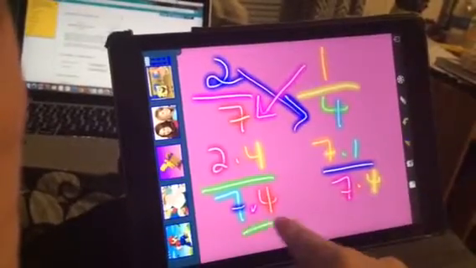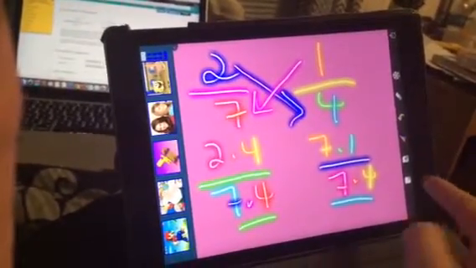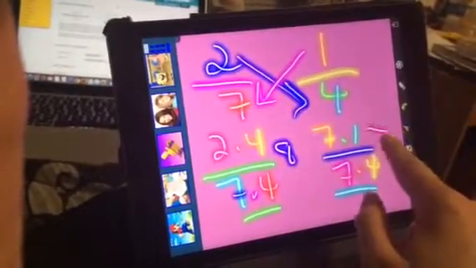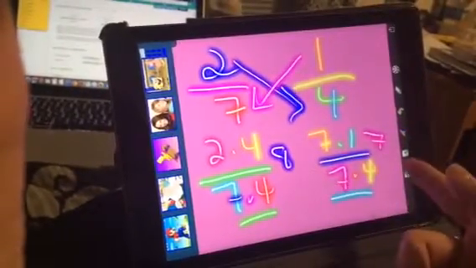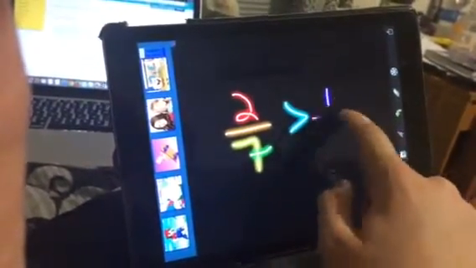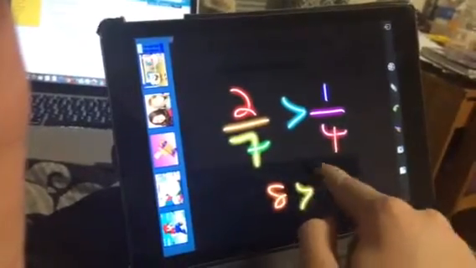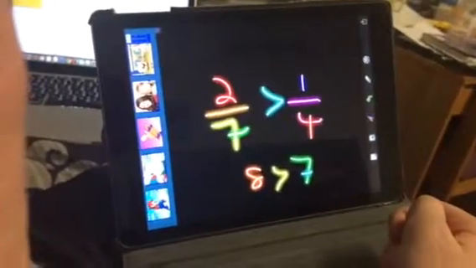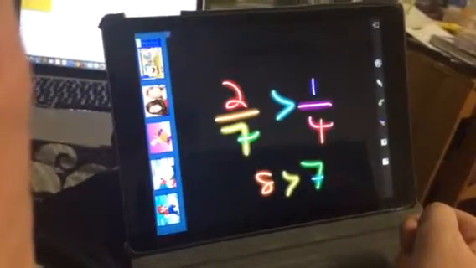Well, 7 times 4 gives us 28 on both sides, so that's our common denominator. And then on the top we get 8 and 7. And because 8 is greater than 7, we know that 2/7 is greater than 1/4, which is what we ended up with in the numerator. Okay? And those are just two methods that you can use to determine which fraction is greater.